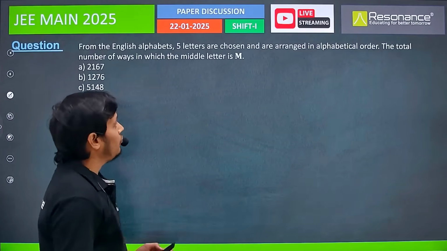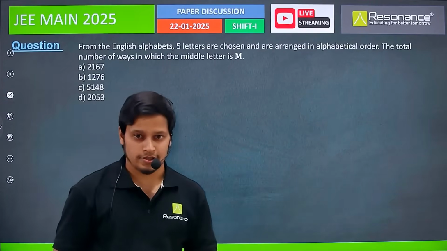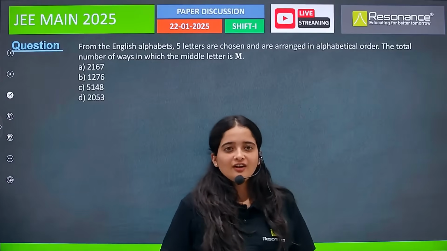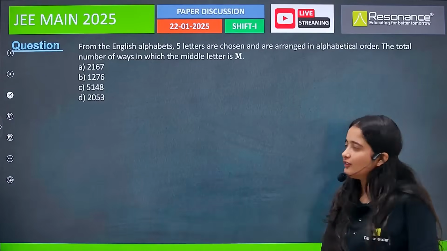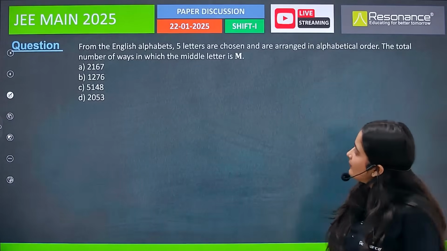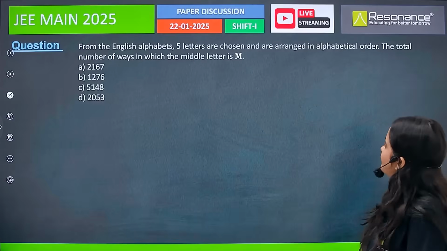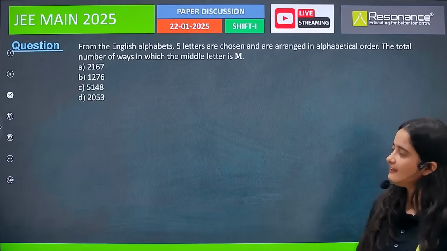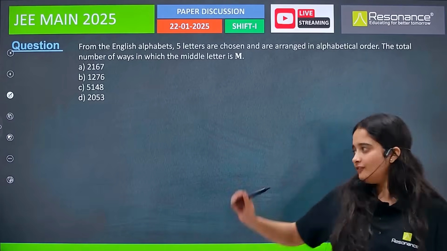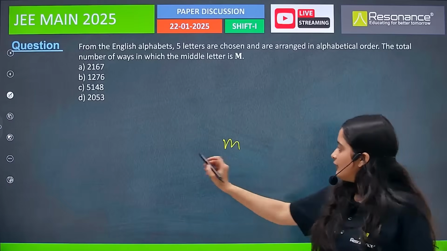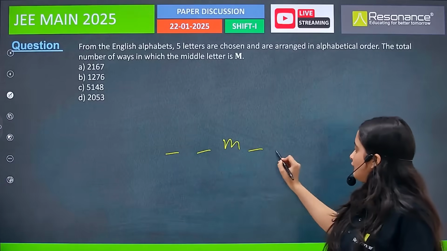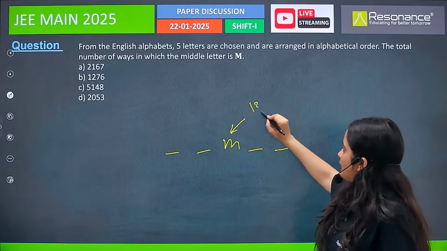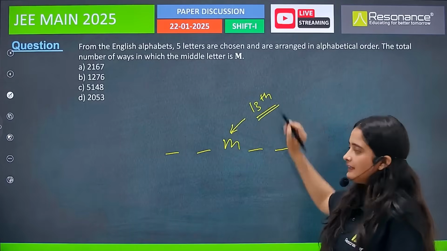Okay. Now for the next question. So let's read this question. We are given that from the English alphabet, 5 letters are chosen and arranged in alphabetical order. Find the total number of ways in which M is the middle letter. Very simple. M is the middle one. So before M, 2 letters will come. After M, 2 letters will come. In the alphabetical series, M comes at which position? It is the 13th letter.